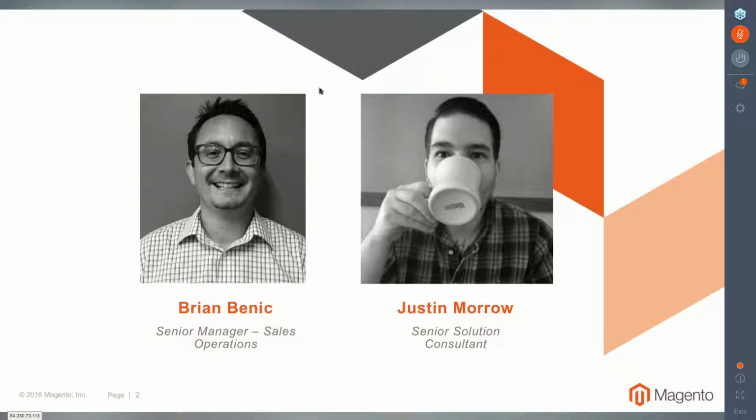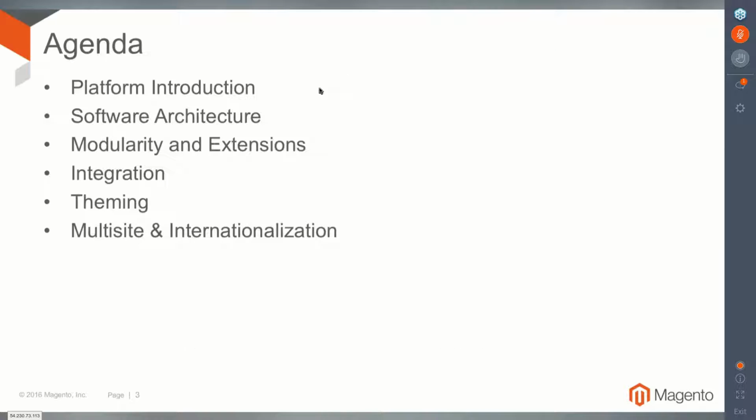So today's webinar is all about educating you on our industry-leading solution, Magento Enterprise Edition, and how it can advance your business. As you can see from the agenda, we're going to start with a platform introduction. We'll then move on to review the Magento software architecture. We'll then talk about Magento's modularity and the use of extensions. And then we'll proceed to talk about some of the various integration methods. Some of the other topics that we'll include are related to theming, multi-site management, and internationalization. So with that, I'll turn the presentation over to Justin to talk about the Magento technology and architecture stack. Justin?